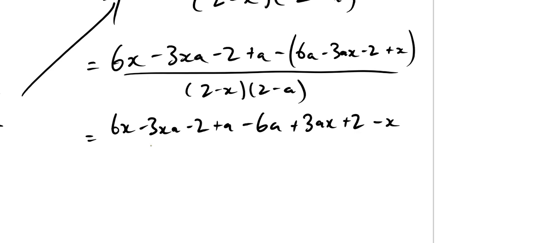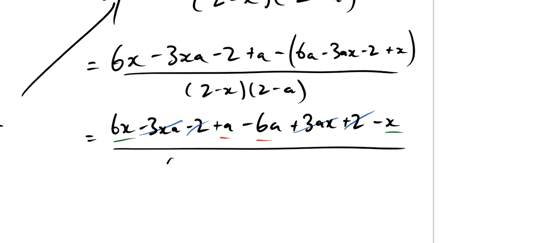And what I notice here is I have a negative 3xa and a positive 3ax, same thing. I have a negative 2 and a positive 2. And then I have 2 x terms and 2 a terms. You can kind of see why I didn't want to do this with all of the other, writing the limit statement every time and writing all over x minus a kind of thing.